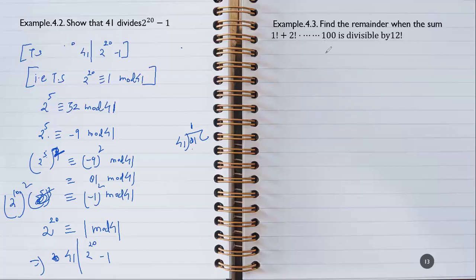I hope you have done it. Find the remainder when the sum 1 factorial plus 2 factorial up to 100 factorial is divided by 12. This is a very large number if I calculate the factorial of each number, and it will be impossible for me as well as for you to calculate the factorial of each number.